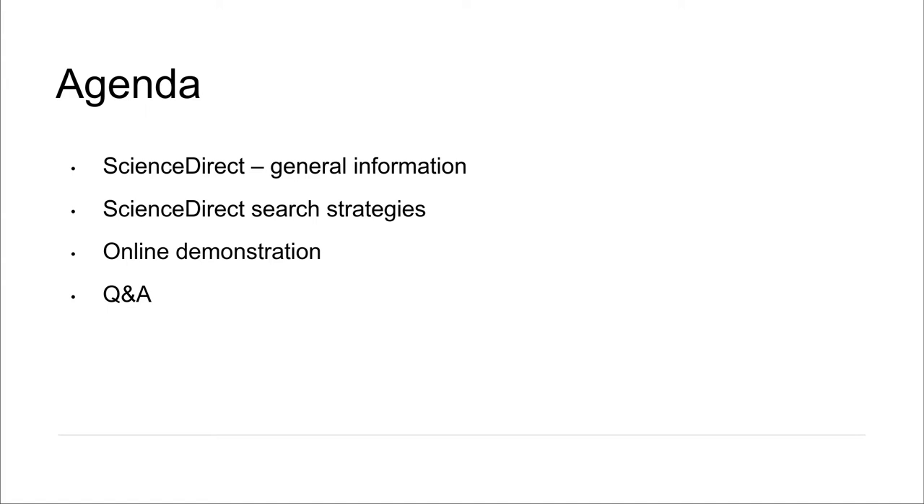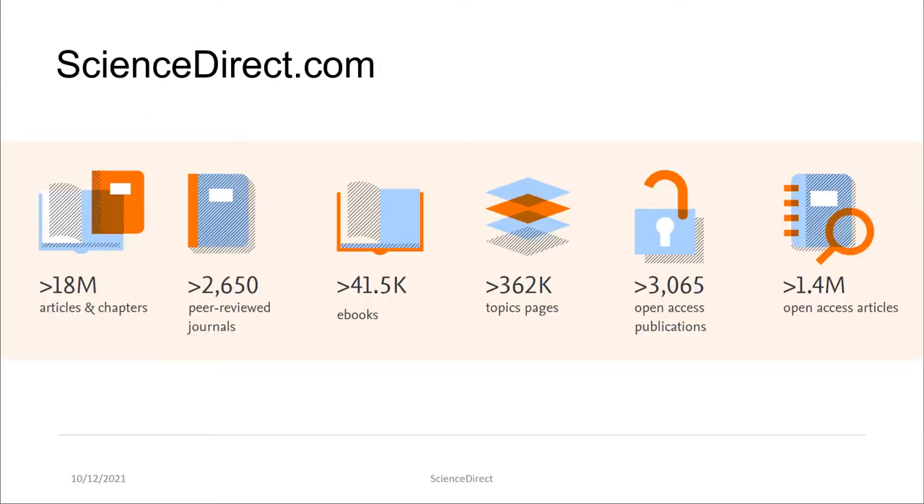Great. Okay, so let me start with basic information about ScienceDirect.com. So this is a platform from Elsevier as a publisher. So we have there all publications published by Elsevier and with Elsevier, and those are different types of materials. So you can find on ScienceDirect.com articles and chapters, journals, ebooks, topic pages, and also open access publications. As you can see, there is a lot of materials there.